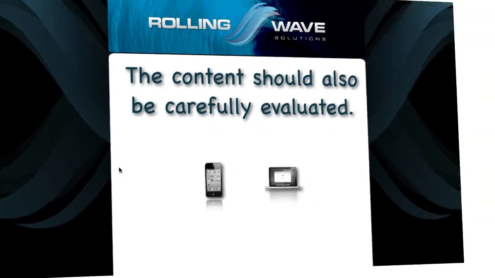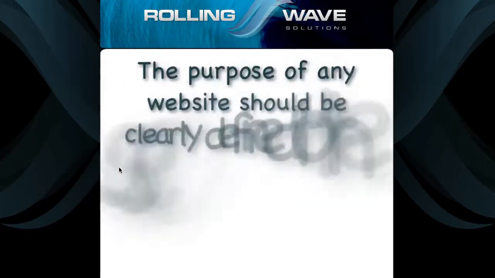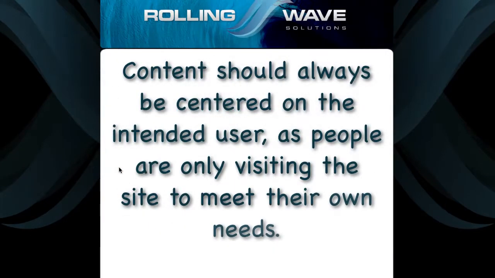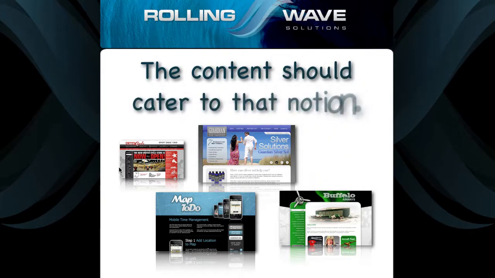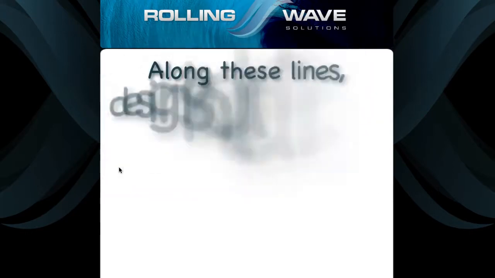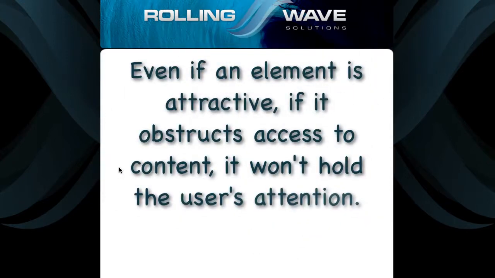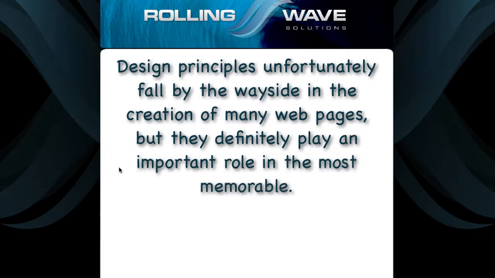The content should also be carefully evaluated. The purpose of any website should be clearly defined to the user, or it already lacks accessibility. Content should always be centered on the intended user, as people are only visiting the site to meet their own needs. The content should cater to that notion. Along these lines, design should never get in the way of the content. Even if an element is attractive, if it obstructs access to content, it won't hold the user's attention.